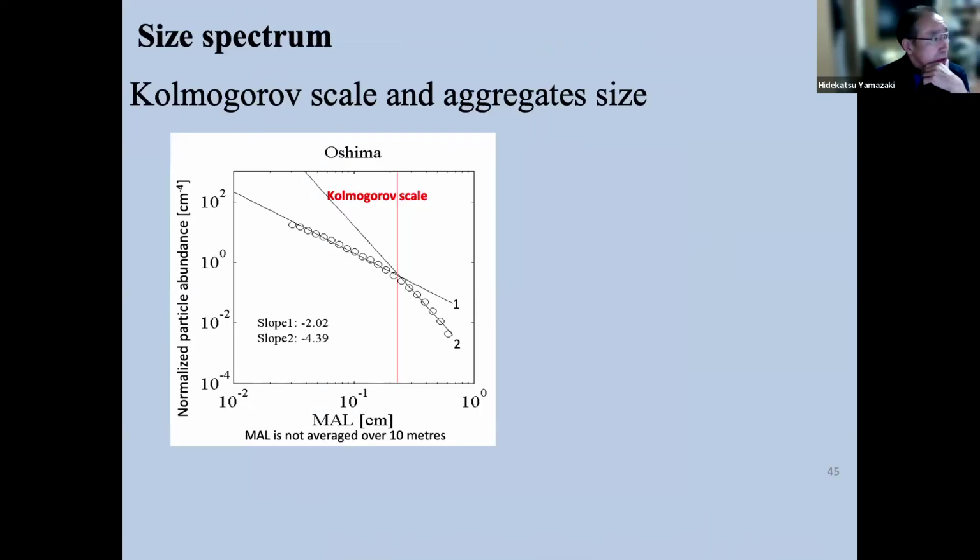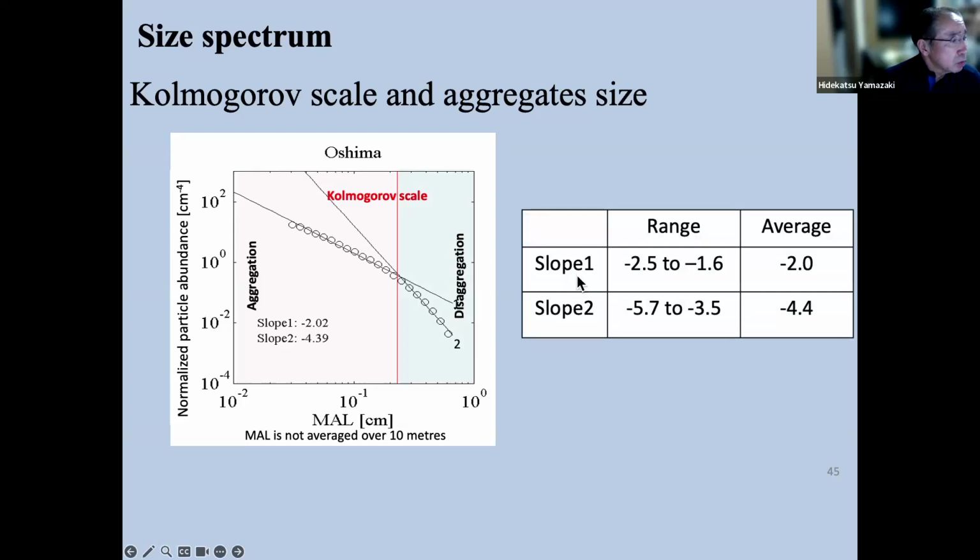So we went to the next stage based on all the observed particle sizes. We constructed a size spectrum. We consistently found two slopes. One is not as steep as the second slope, and we computed the Kolmogorov scale based on the average dissipation rate. It's right there, so this is consistent. It looks like destruction is happening above this size, and below this size, aggregation is happening. We consistently saw these two slopes for each campaign, and always this one is less steep than that steep slope.